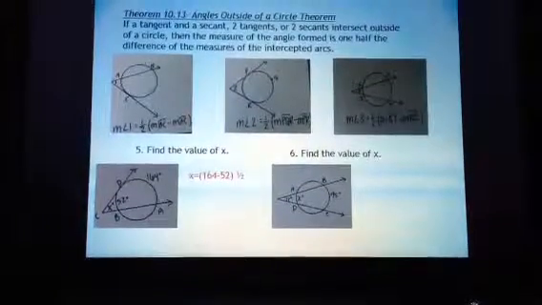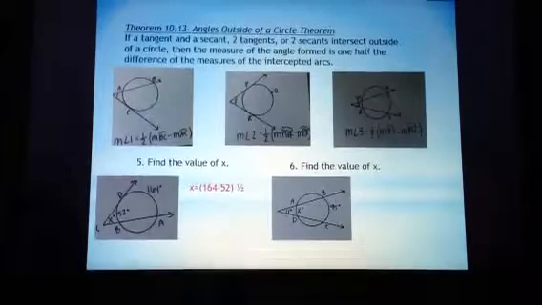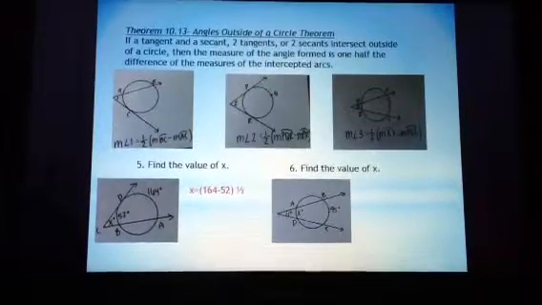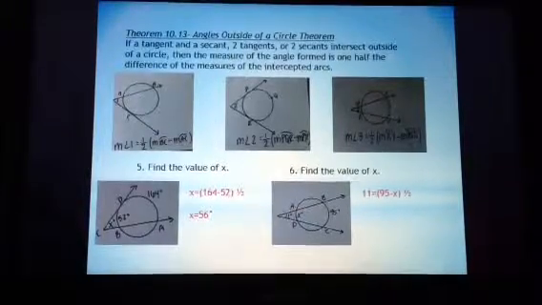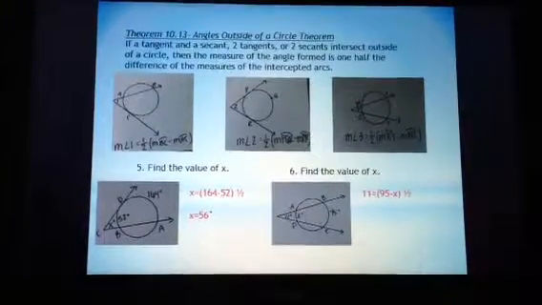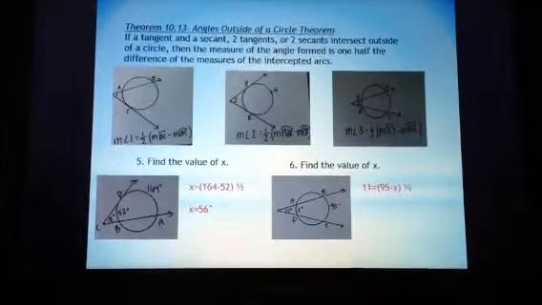For example number 5 down here, to find x, you just take 164 minus 52 and divide that by 2. That gives you 56 degrees. For number 6, you already have the value of the angle, which is 11. So then you just take 95 minus x, divide that by 2, and you end up getting 73 degrees.